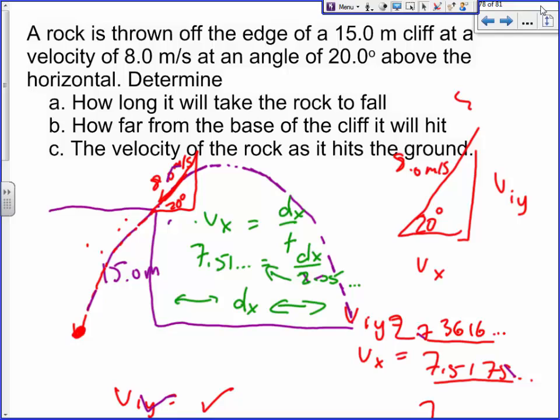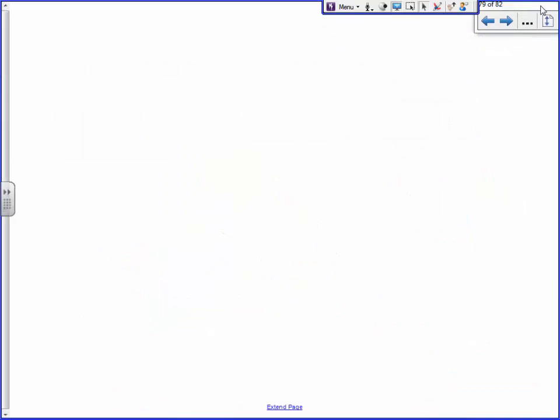Okay, last one. This is the hardest one, and then we're going to call it a day. Well, it's not the hardest one, but it's going to require one more thing. It asks for the velocity as it hits the ground. You know how we started with a triangle? We have to finish with another triangle. Because really what's happening is when it hits the ground, it has an x component, it has a y component, and it's coming in at an angle.